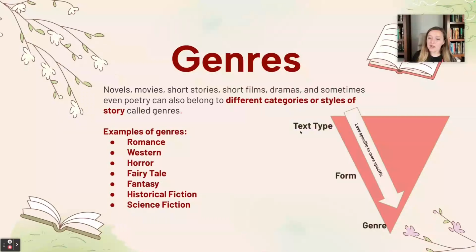When we look at that triangle again of less specific to most specific, you have your four text types: literary, informational, technical, persuasive. Each of those has different forms. So let's think about novels. And then novels can be sorted even more into different genres of novel. Romance novels are not going to feel exactly the same as a Western novel, even though when you just look at it as a book, it might look pretty similar because it's got paragraphs and everything.